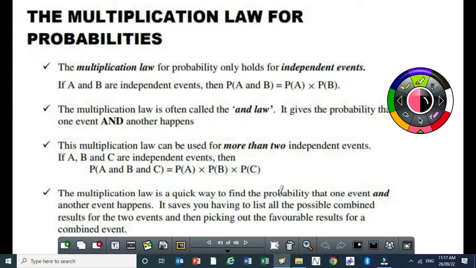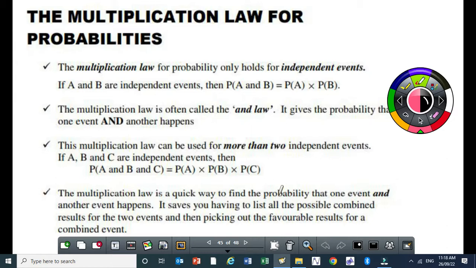Now, we have what's called the multiplication law of probabilities. This law is mainly for independent events. The probability of two events occurring at the same time is always equal to the probability of the first event times the probability of the second event. Please don't confuse this with mutually exclusive events. With mutually exclusive events, it would be P(A or B). Here it's P(A and B), which means you're talking about an intersection, that is, two events happening at the same time. What is the probability? Just multiply the probabilities of the two events.